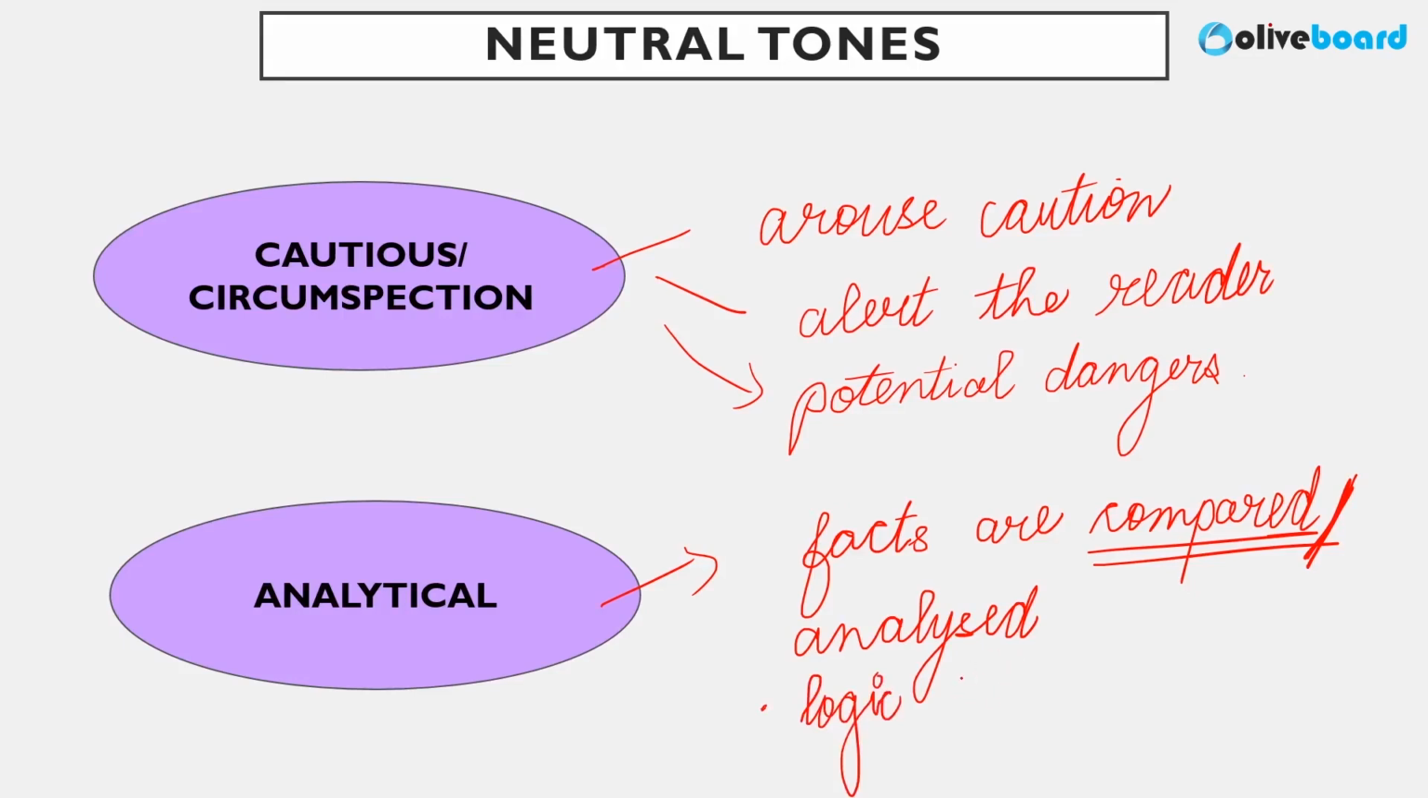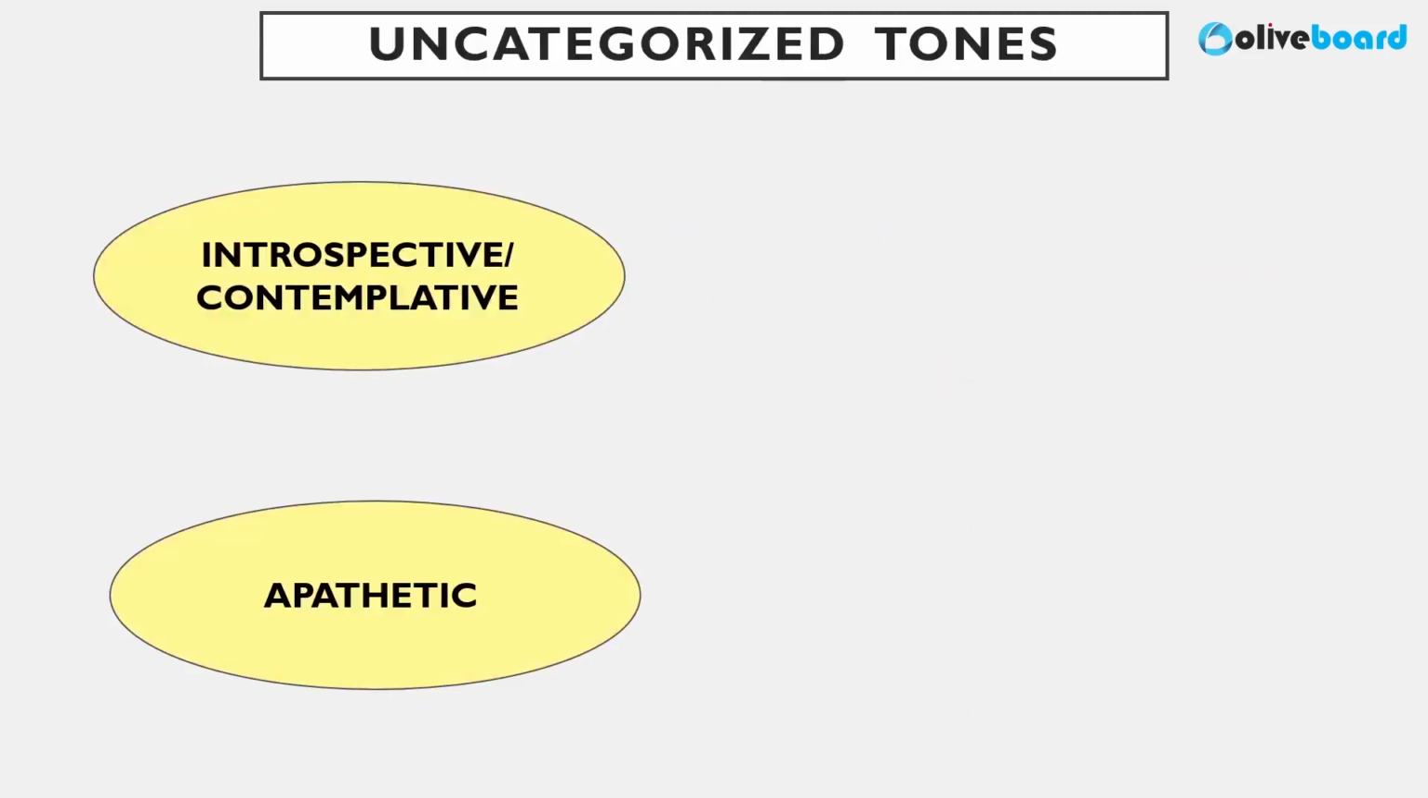Okay, so analysis, how it is based. It is more of a scientific thing to do. Right? So facts are compared and analysis is done. So these are your neutral tones. Some tones we don't have a category for, right? But they do give those in options. So let us check those as well. If you get to see these tones in the options, you should be familiar with these.